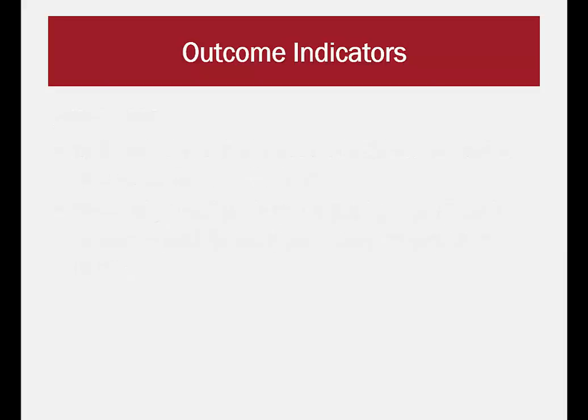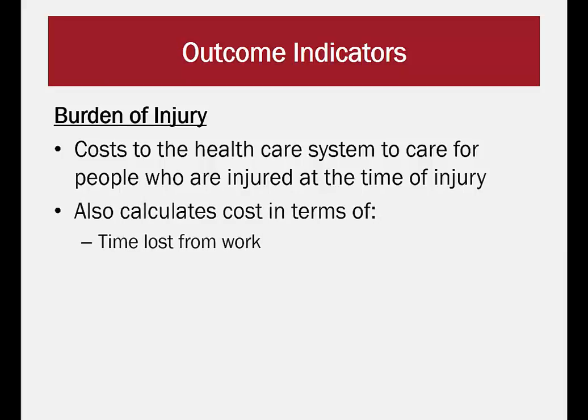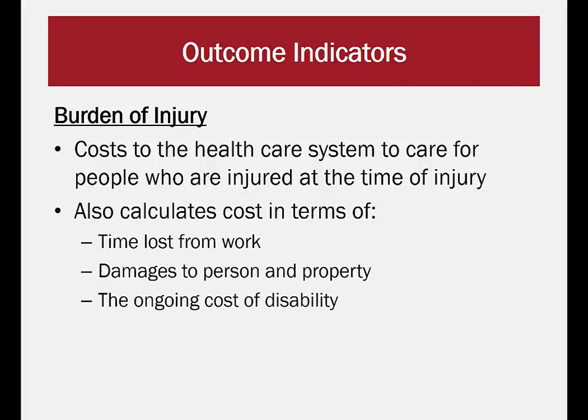The burden of injury is becoming the most effective way of defining an injury problem. Burden is calculated by looking at how much it costs the healthcare system to care for injured individuals during the time of their injury. This includes information such as time lost from work, damages to person and property, and any long-term disability costs. Later on in this module, we will discuss injury reports that have measured the burden of injury and how we can interpret these types of reports.